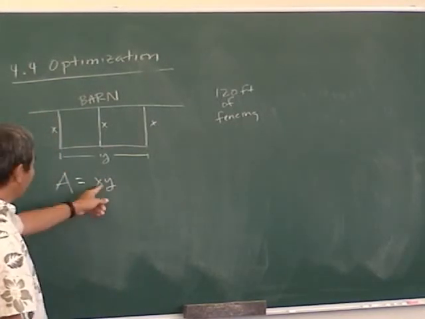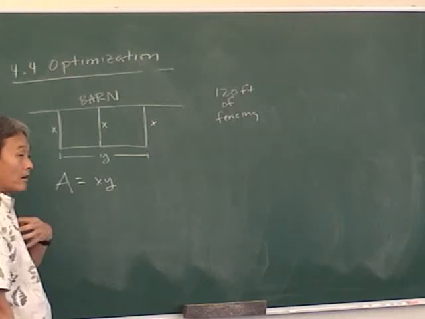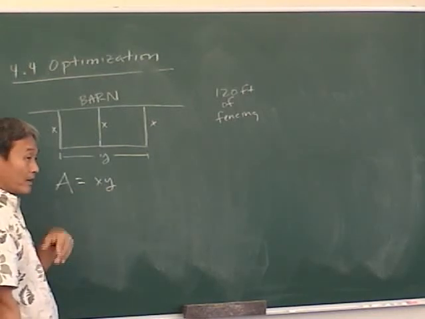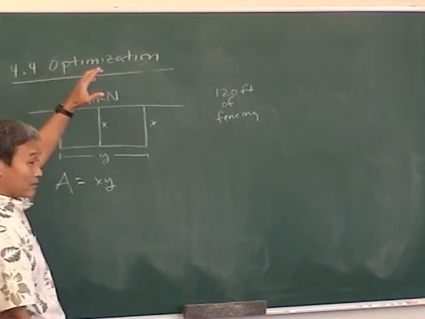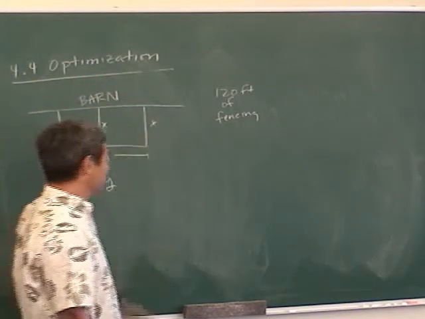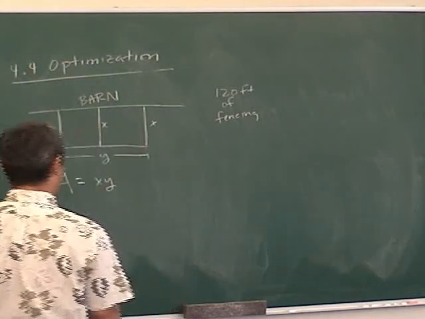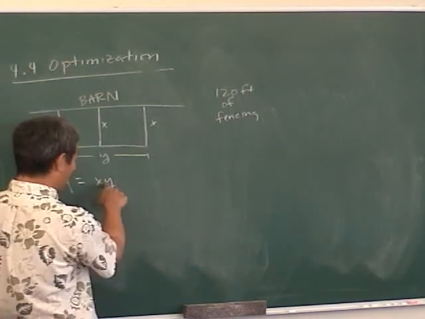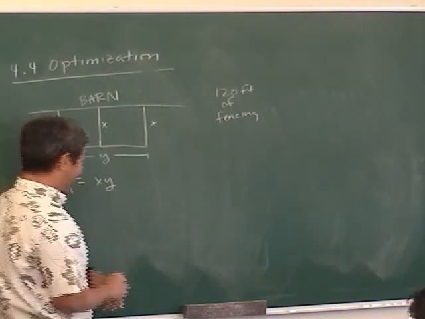But the problem here is there's two variables. We only know how to take the derivative when there's one variable, right? If you want to take the derivative with two variables, then you can take multivariable calculus. That's third semester calculus. We're not there yet. So what we need to do is write another equation to get rid of one of these variables. And that comes from here.